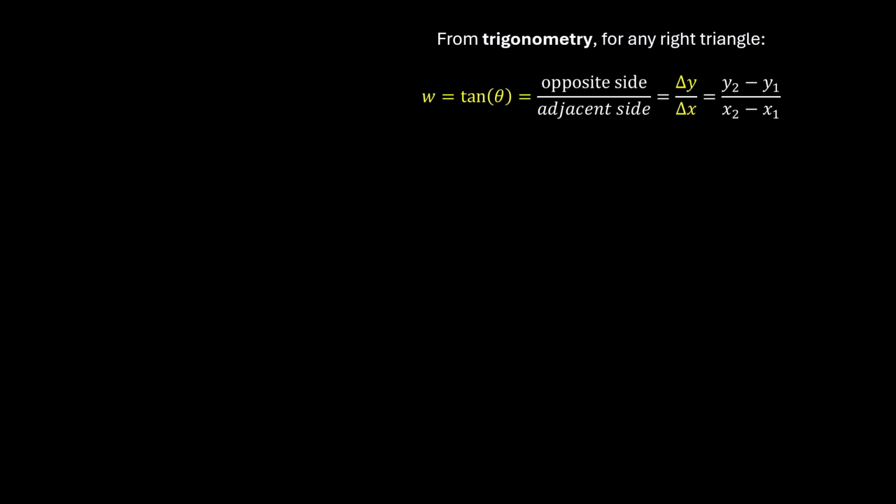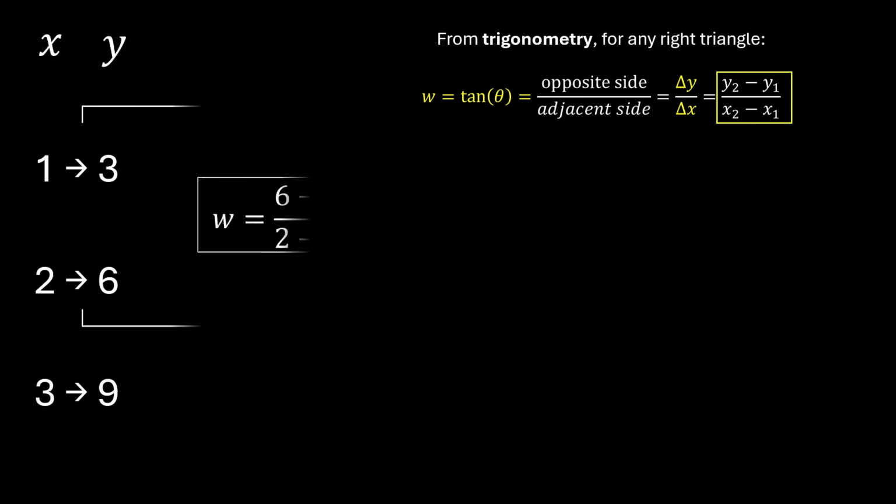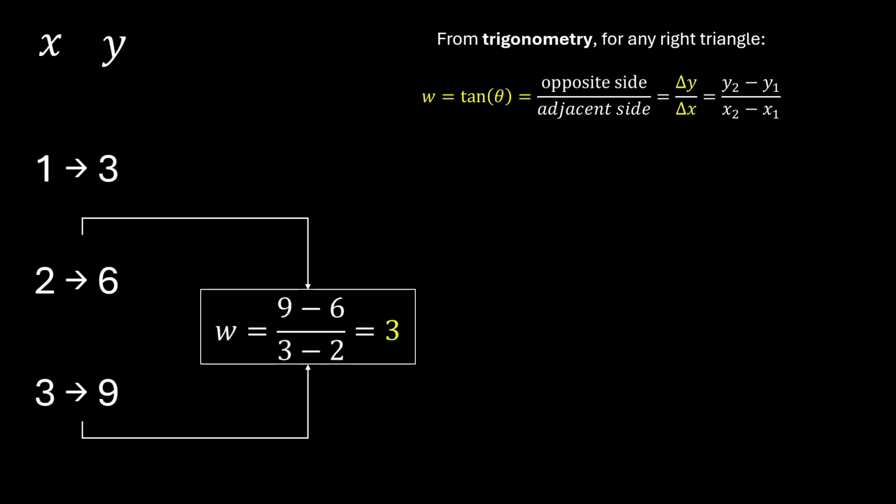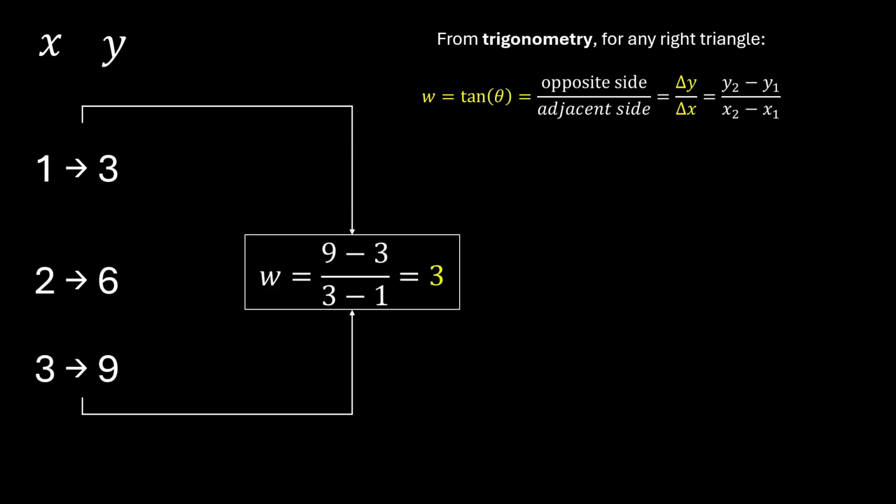Let's now call tan theta as w, which in machine learning we often refer to as the weight, or in this case the slope. If we calculate the value of w for all pairs of the points, we get a value of 3, as we can see for the first and the second point. Between the second and the third point, the slope w is also 3. And between the first and the third point, the slope w is again 3. So we can confidently say multiplying w equals 3 by the future value x equals 4 gives us y equals 12.